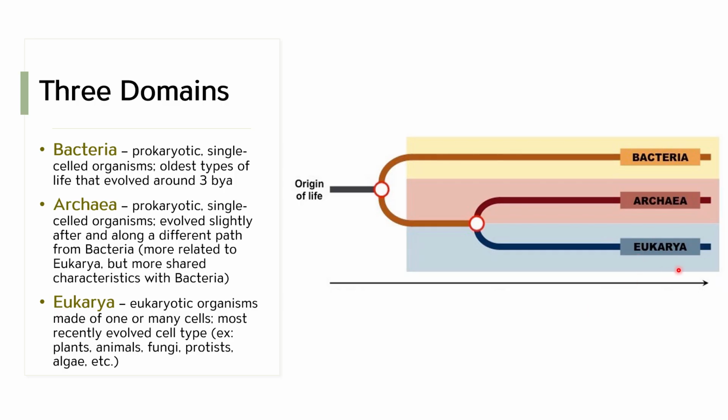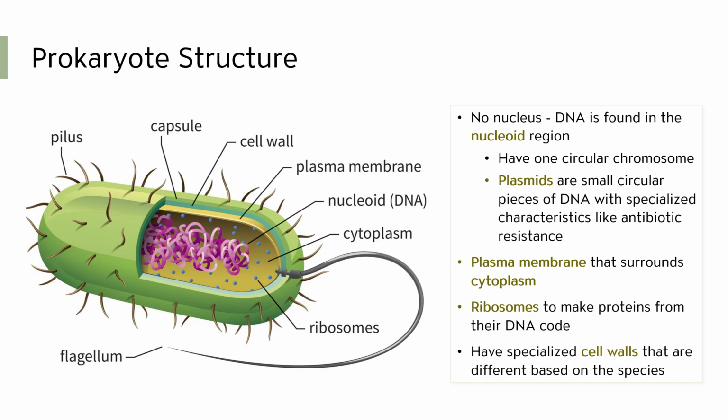And then there is eukarya. This is the most recently evolved domain of life, and it is eukaryotic organisms only. So cells that have created a nucleus and membrane-bound organelles. Some of them can be single-celled, like our protists, like algae. Some fungi can be single-cellular. Otherwise, they're all going to be multicellular, like our plants and our animals.